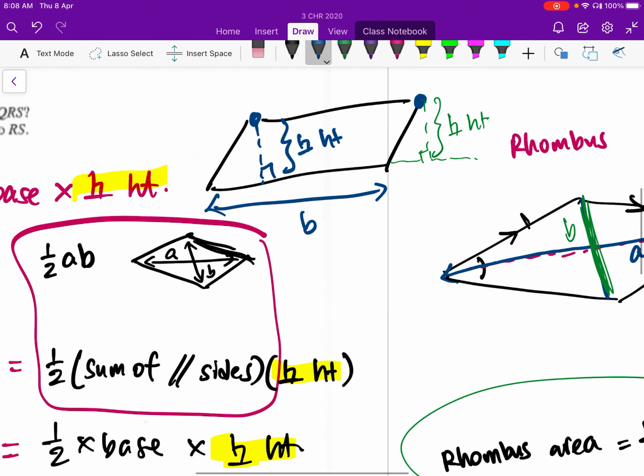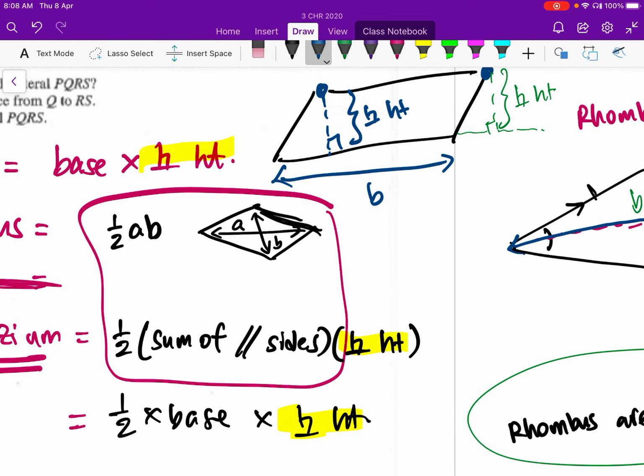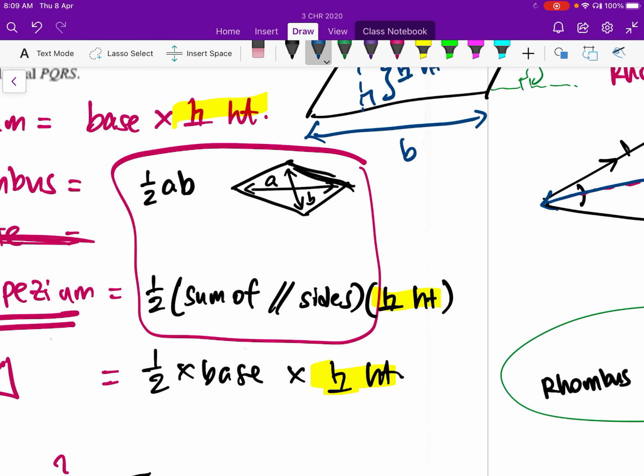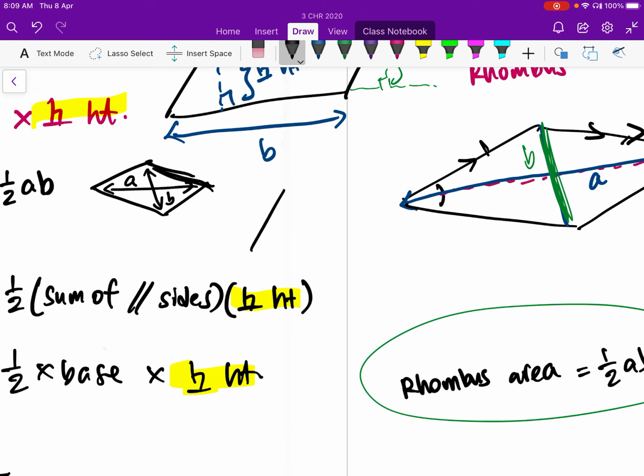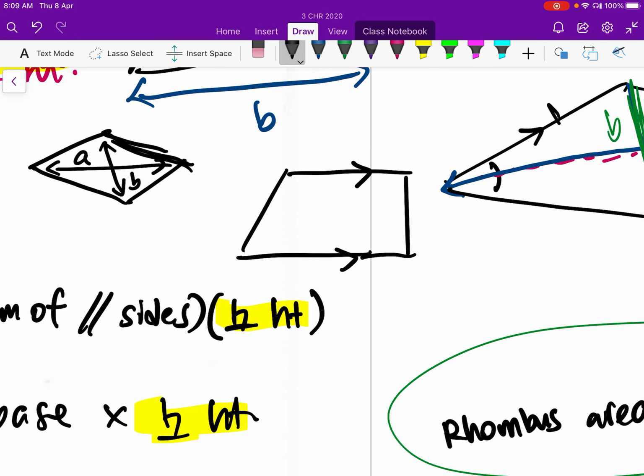And finally, we have a trapezium. Area is half times the sum of the parallel sides times the perpendicular height. So now I'm going to sketch a trapezium. So this is our trapezium. Sum of the parallel sides, obviously the two longer sides in this particular case, times the perpendicular height. So perpendicular height, you start from one end, you drop a perpendicular line down. That is the perpendicular height. Whether you use this or you use this, they are all the same because they are parallel.